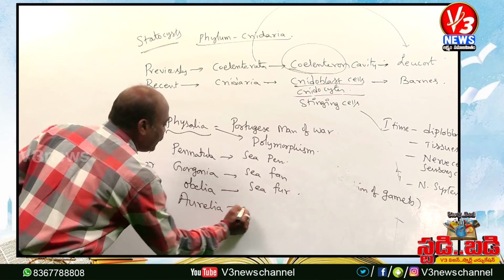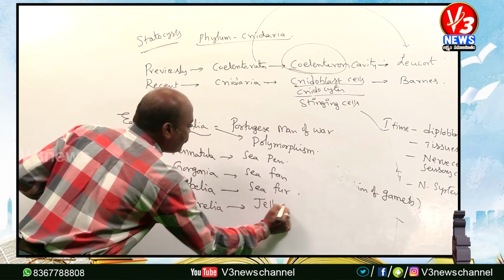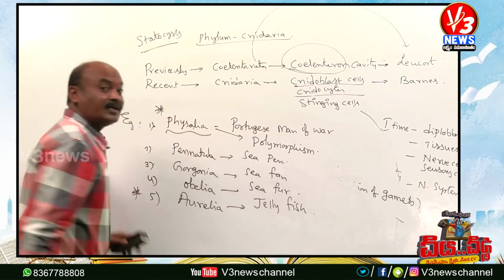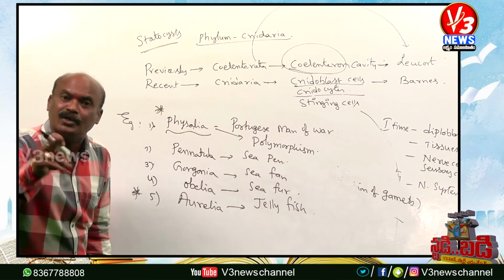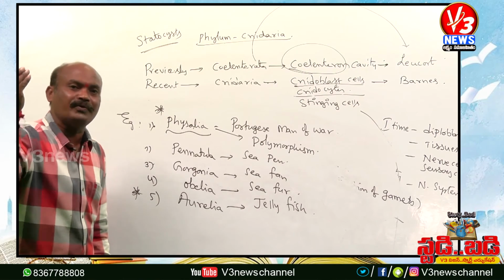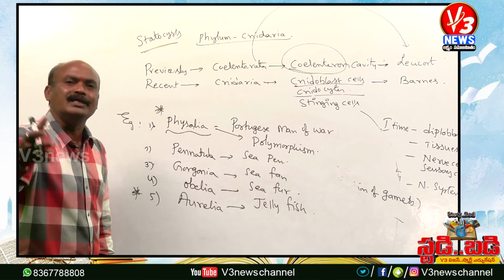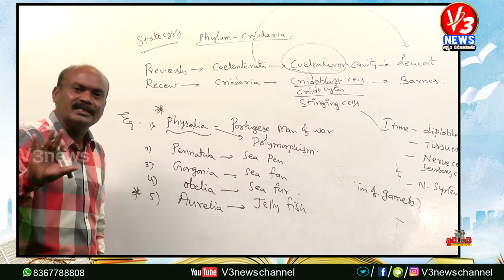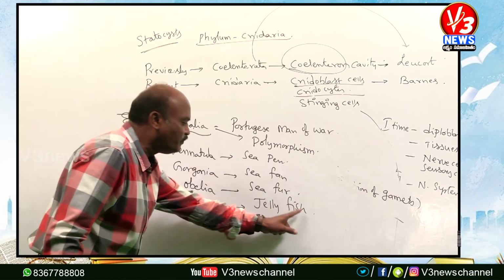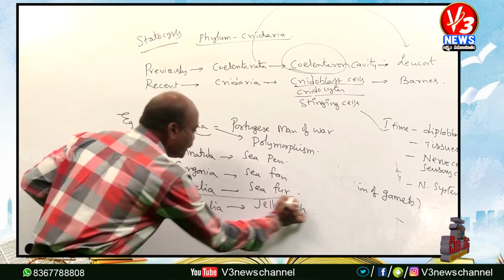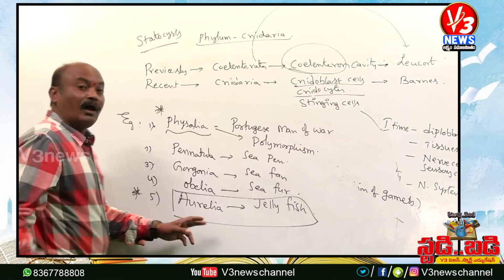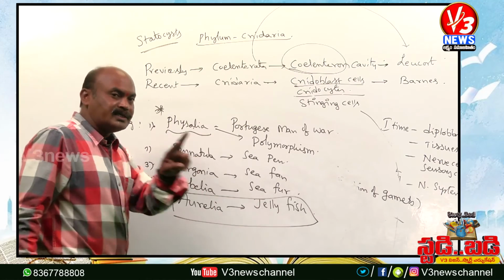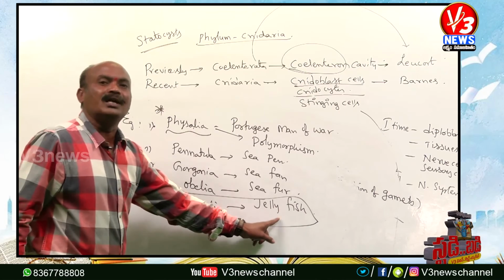Then a very, very important example: Aurelia. It is a jellyfish. This is not a true fish. It is a pseudo fish. Pseudo means false. False fishes. These are not true fishes. Jellyfish, very important example. Aurelia and also Rhizostoma. These 2 are commonly called jellyfishes.